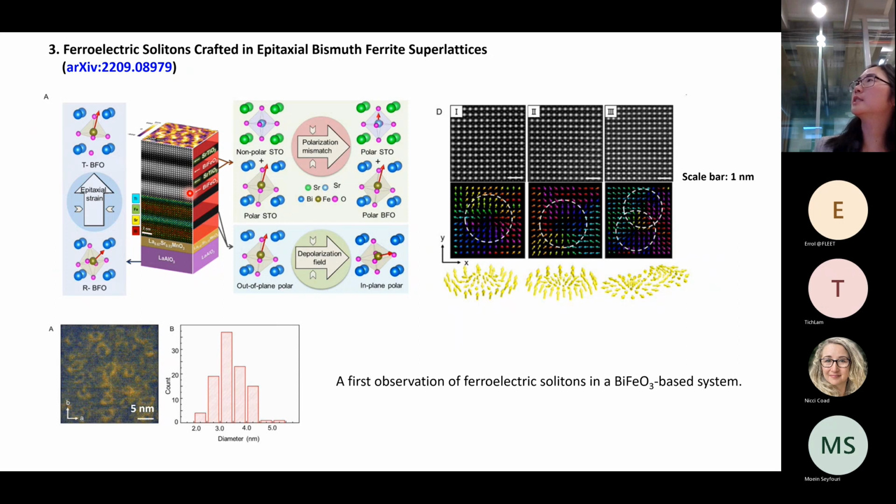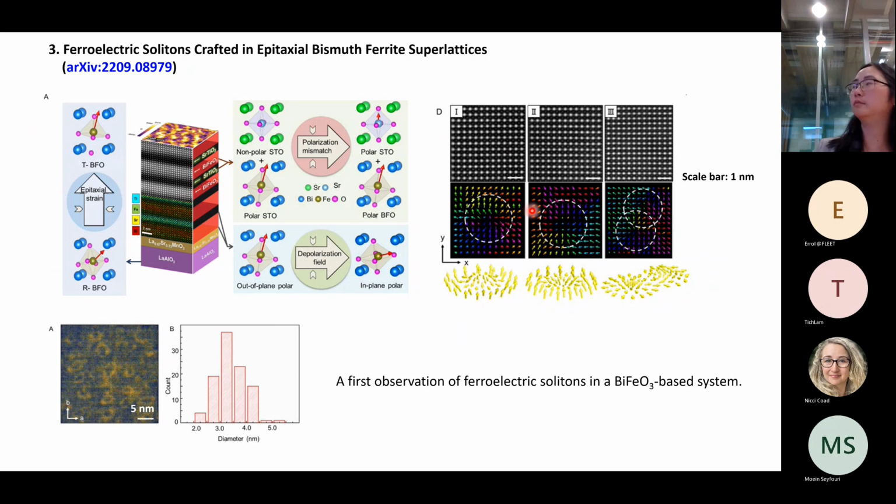In addition, the STO/BFO layers, because STO is non-polar in this superlattice, the polarization mismatch also helps stabilize it. And the depolarization field also plays a critical role, as it tries to curl the polarization structures. And we can actually observe different types of topological configurations in this film.